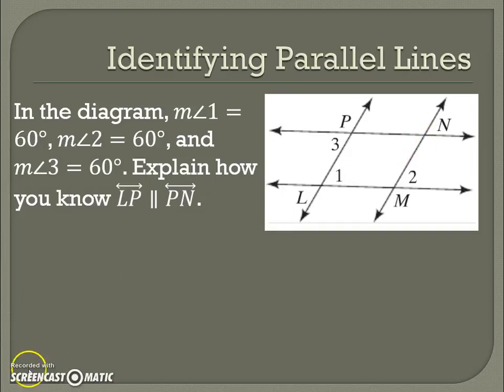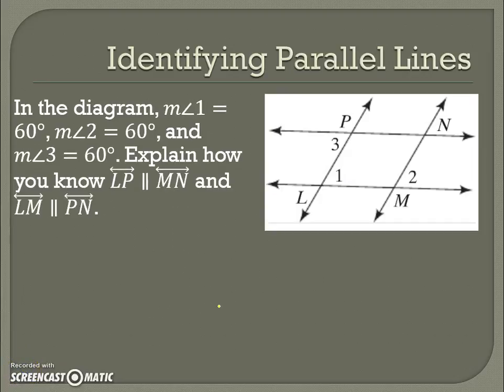Hold on, I might have written that out wrong. Let me check something here. All right, I apologize about that. I had a little typo. So it says, explain how you know that LP is parallel, that's what the sign means, to MN, and how LM is parallel to PN.